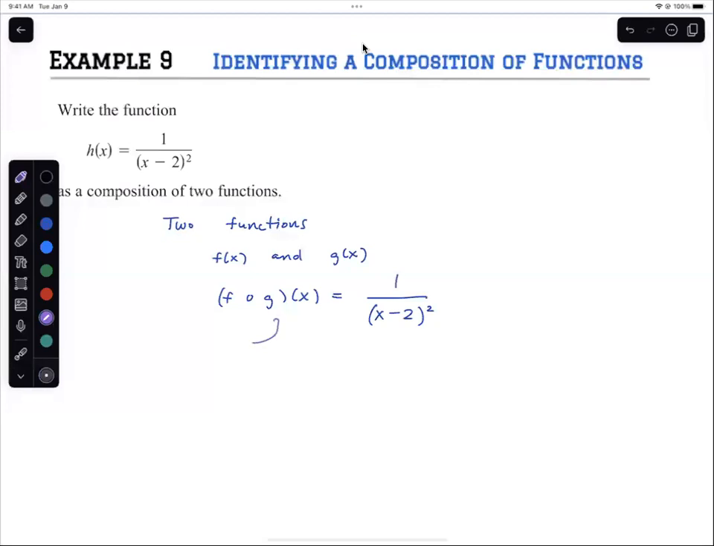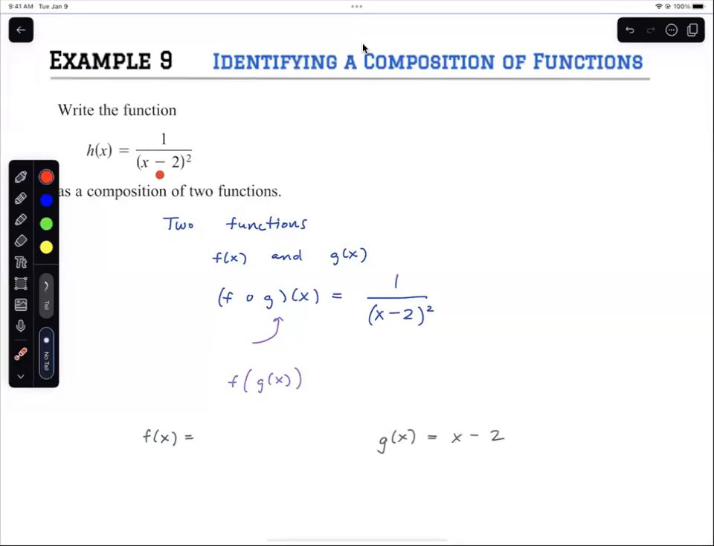So we have to think about what this notation means: f of g of x. So g is the inside function. If you look, the x minus 2 is on the inside. So I can be clever and say, what if I made g of x equal x minus 2? Because that means wherever there's an x in f of x, I'm changing the x to x minus 2. So I could say that g of x is going to be x minus 2, which means that f of x would have to be 1 over x squared.